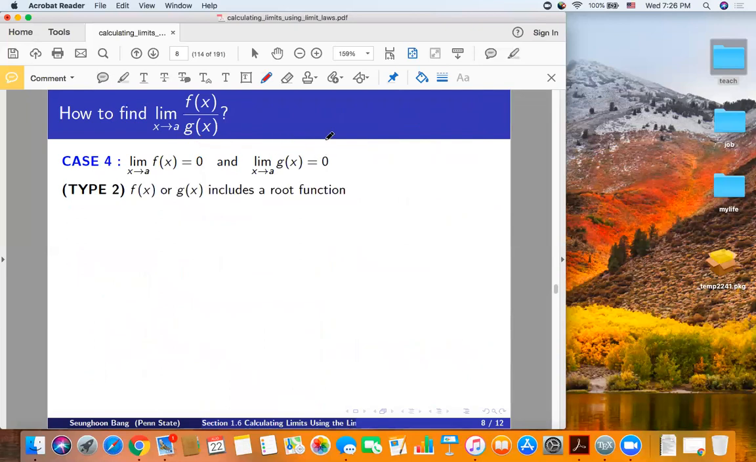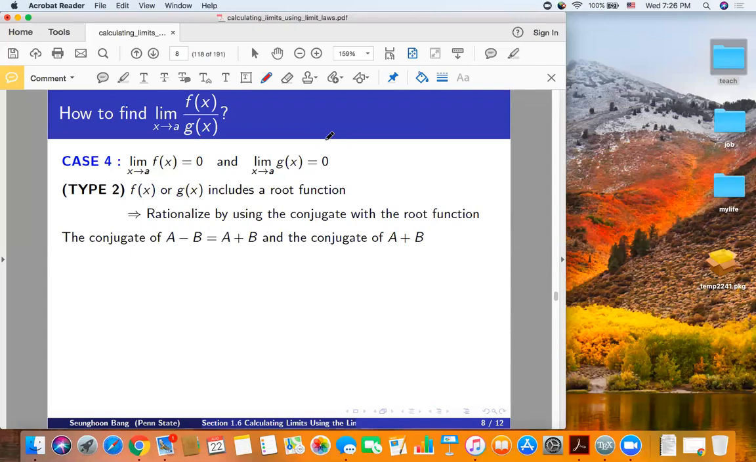Type 2 is when f of x or g of x includes a root function. How can you solve it with a root function? You rationalize by using the conjugate. The conjugate of a minus b is a plus b. The conjugate of a plus b is a minus b. You only change the sign of the last one, just like a conjugate. This is an example. How can you solve it?